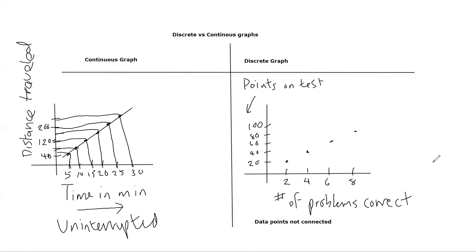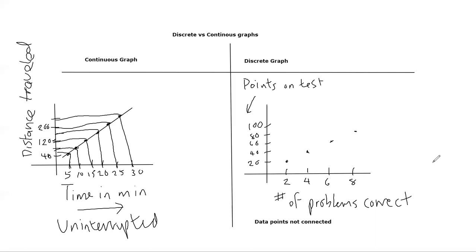Well, a discrete graph isn't very applicable in the real world. I mean, I guess it is, but only in certain situations. A discrete graph is more like describing something. It lets you know something, but the point is the dots in the graph are not connected at all. For example, points on a test and number of problems correct. If you get 2 problems correct, you get 20 points, right? If you get 4 problems correct, you get 40 points. 6 problems correct, you get 60 points, right?